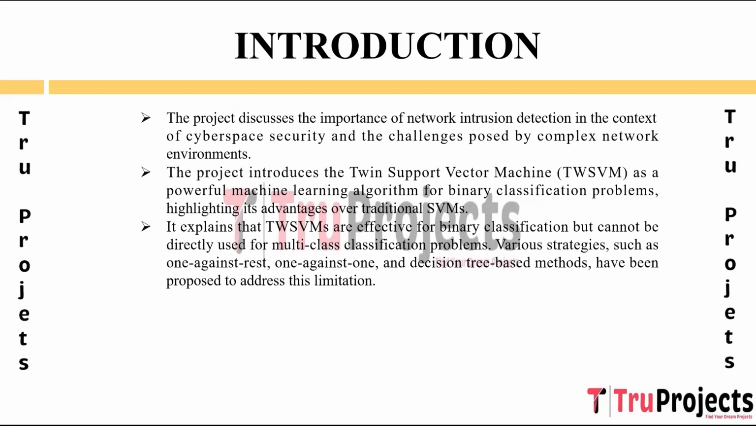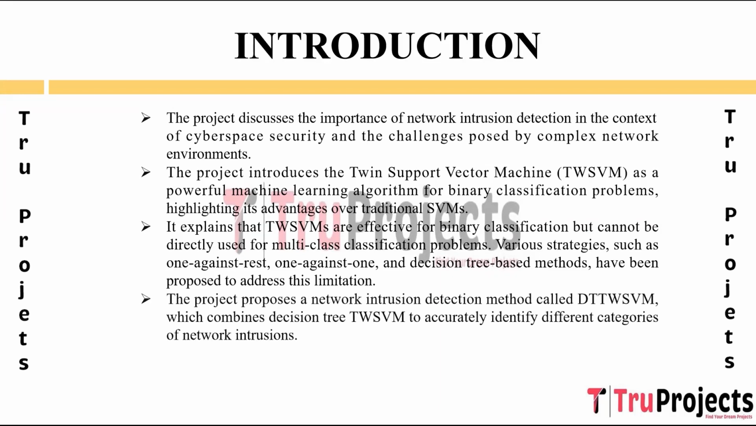OVR, one against rest, treats each class as a binary problem. OVO, one against one, builds multiple classifiers for each pair of classes, and decision tree based methods use twin support vector machine at the nodes to handle multi-class scenarios.